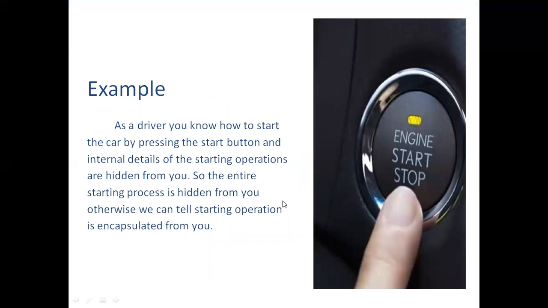If you consider another example, as a driver, you know how to start a car by pressing the start button. The internal details of the starting operation are unknown to you, because you don't know how pressing a particular key makes it work. So the unnecessary data is hidden from you. This is an example of encapsulation. It is available, but it is not known to you.